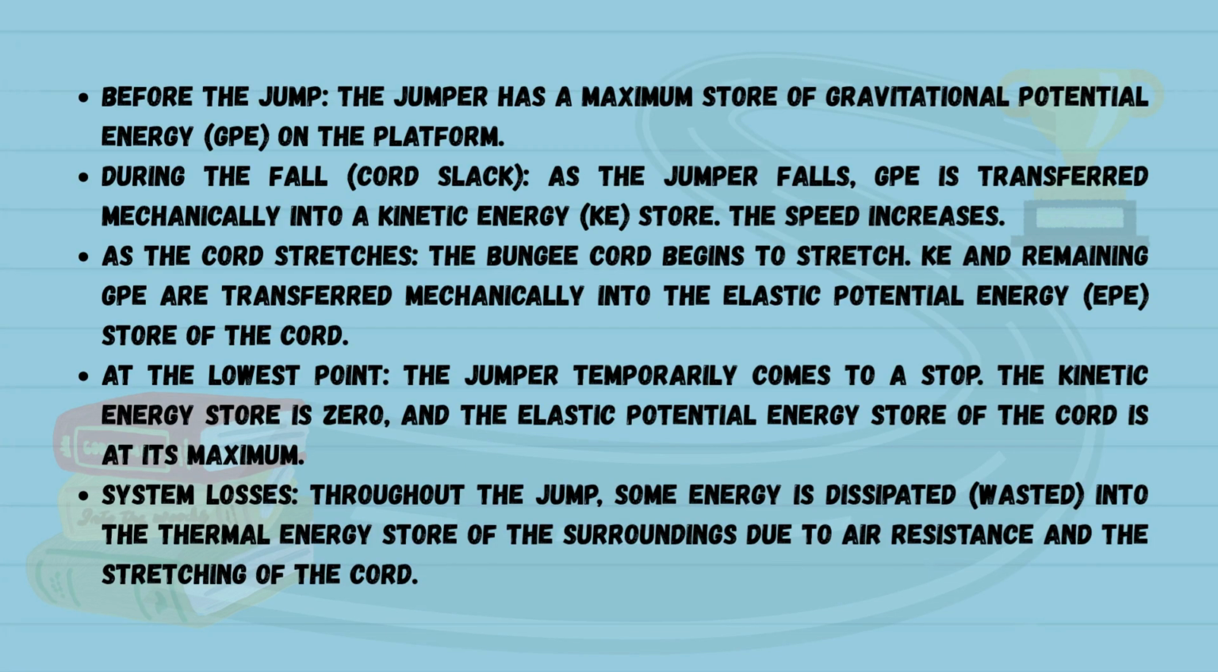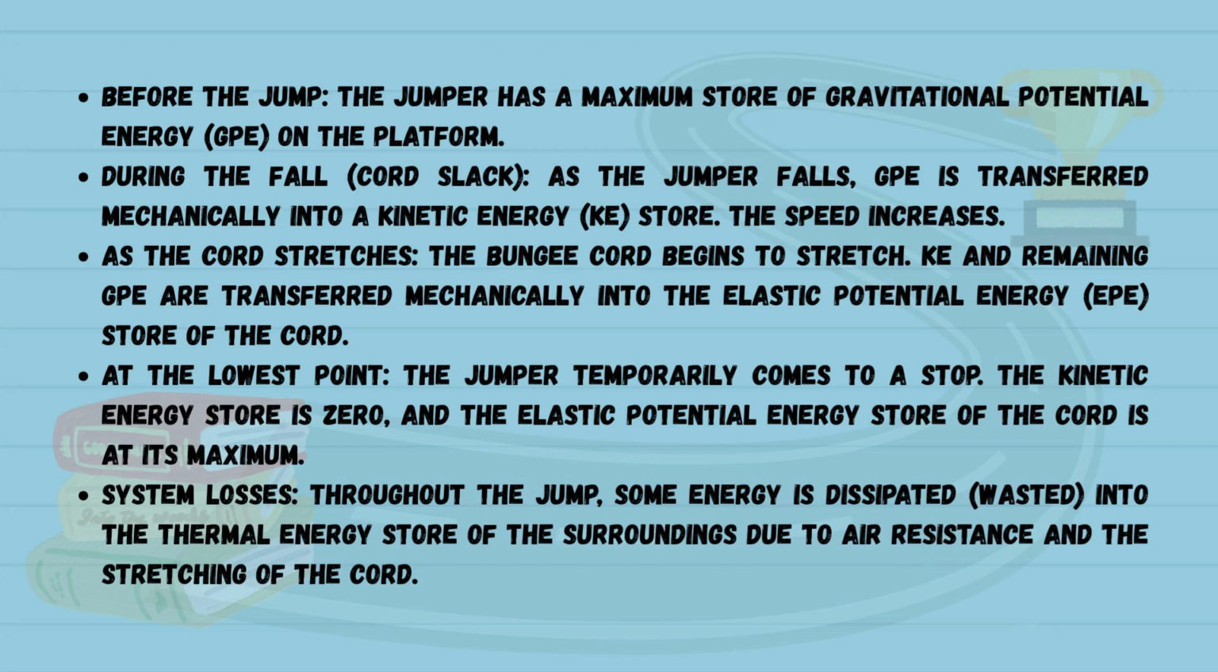Before the jump, the jumper has a maximum store of gravitational potential energy, GPE, on the platform. During the fall, while the cord is slack, as the jumper falls, GPE is transferred mechanically into the kinetic energy, KE, store. The speed increases. As the cord stretches, KE and remaining GPE are transferred mechanically into an elastic potential energy store of the cord.